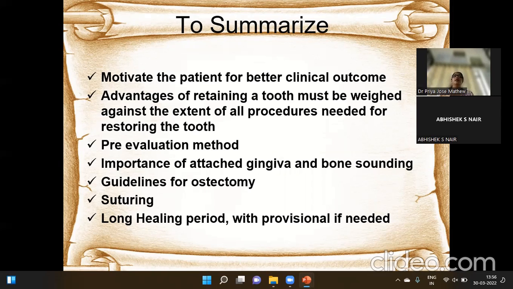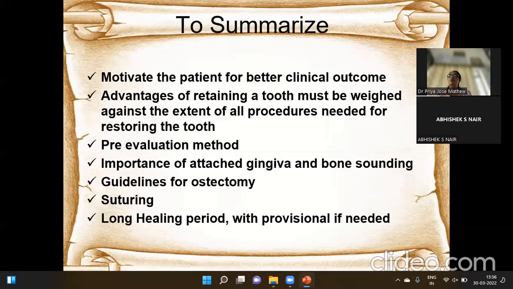Then we should know the importance of attached gingiva and bone sounding. What is the level of bone, and is attached gingiva present? I told you, in all situations we cannot do crown lengthening procedures, especially in posterior teeth. If there is inadequate attached gingiva, we may not even be able to do a crown lengthening procedure. So it is not a solution in all cases, but in certain situations it definitely is a solution. Also, we should know when to do an ostectomy or when to do a mere gingivectomy.